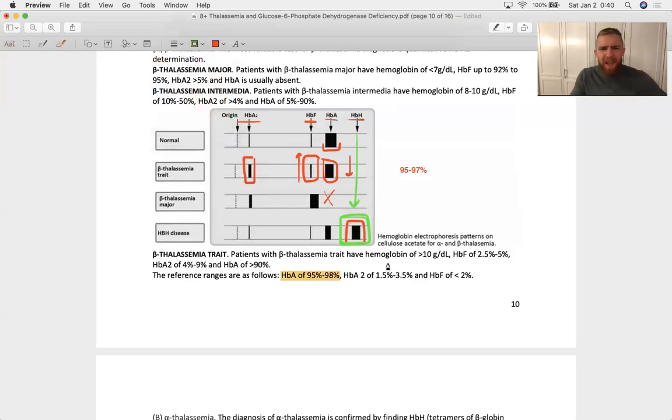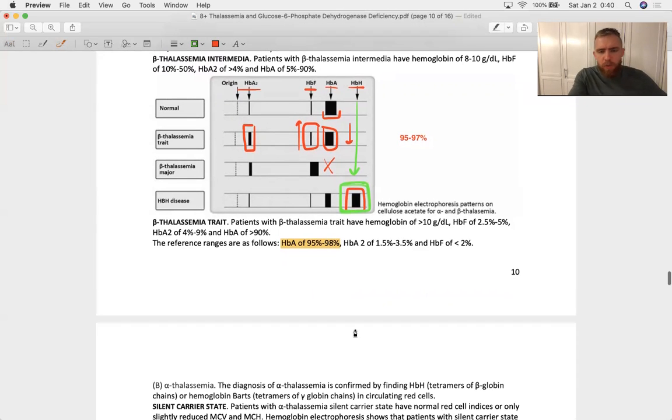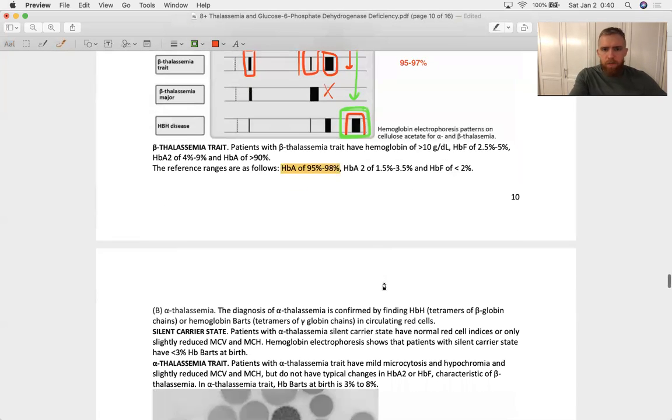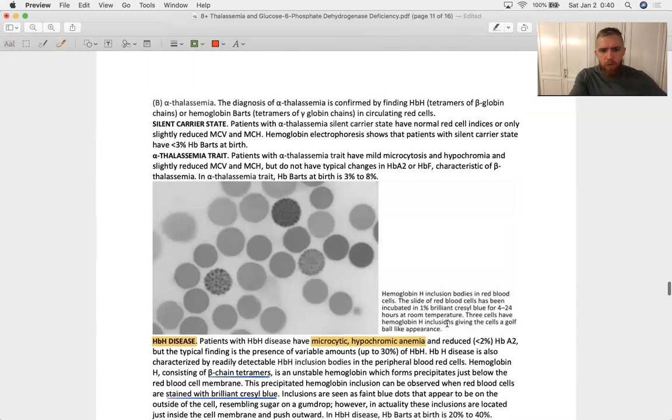So if they tell you that's hemoglobin H, you can't mistake it for anything else. And then hemoglobin Barts, that's when you don't have any alpha globin at all. You don't really ever electrophorese that because the baby dies in utero.